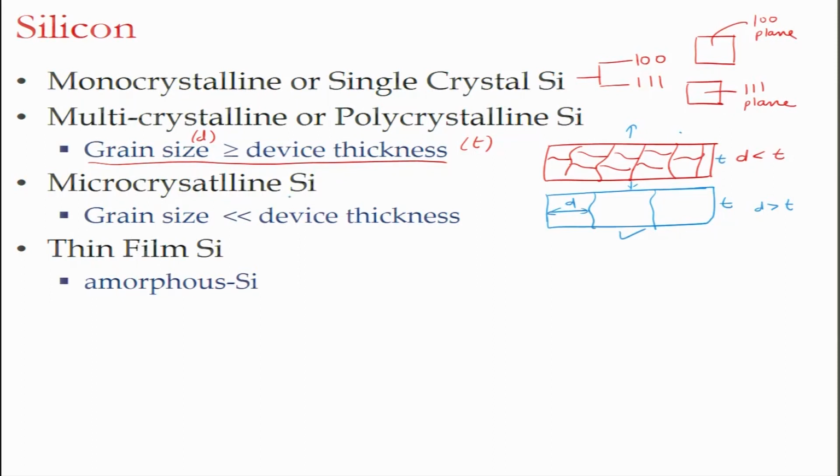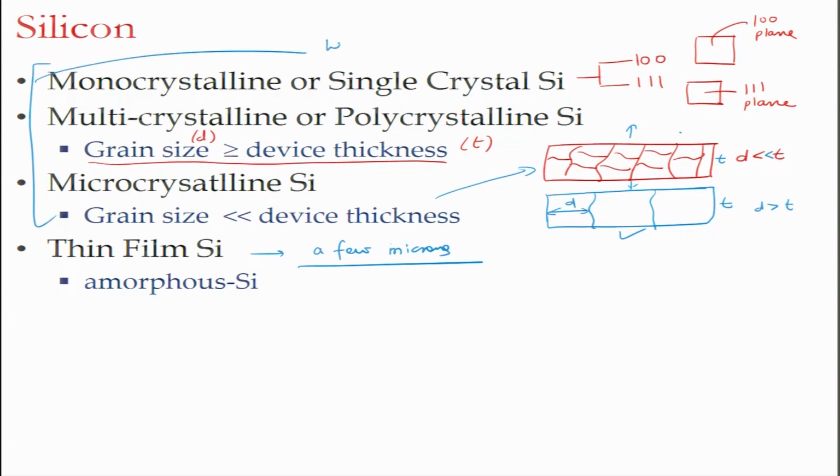Then there is microcrystalline silicon, where grain size is smaller than the device thickness. In fact, D is much smaller than thickness. And then we have thin film silicon, where we generally use amorphous silicon. Thin film silicons have device thicknesses of the order of a few microns, or of the order of a micron, whereas in all these three cases it is wafer thin. So, the whole thing is about 0.3 to 0.4 mm thick.